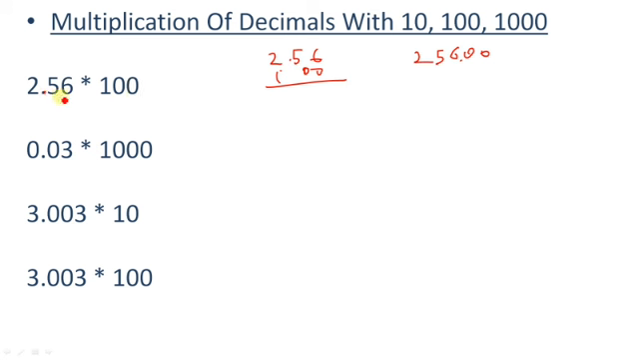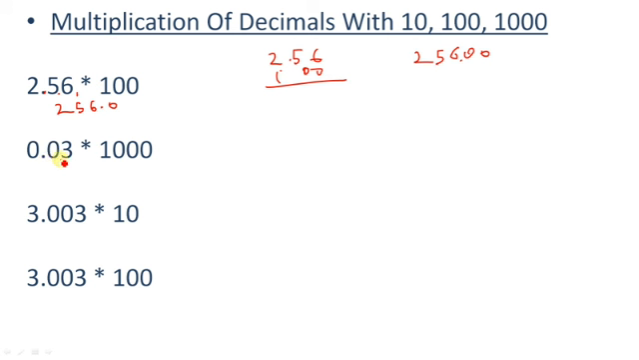Similarly, 0.03 into 1000. Look, in 1000, how many zeros are there with one? There are 1, 2, 3 zeros with one. So we will take the decimal 3 points forward. It means 1, 2 and another point. Another is not there, so we'll add another zero. So it will be 0.30, it means 30.